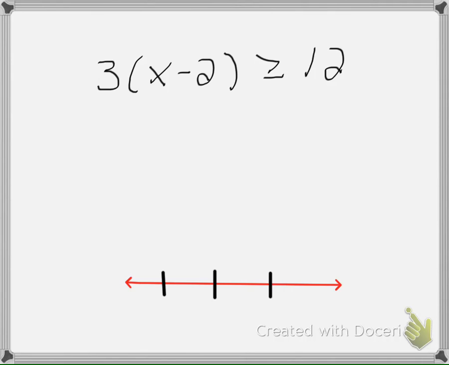Okay, this one actually involves distributing, so don't forget to distribute before you do anything, and then it's a two-step problem. So copy down 3 times the quantity x minus 2 is greater than or equal to 12. Copy your number line and then shut the video off until you're done with the problem.